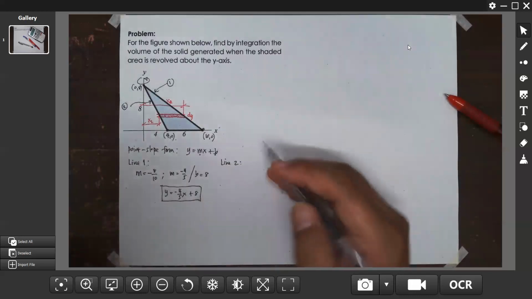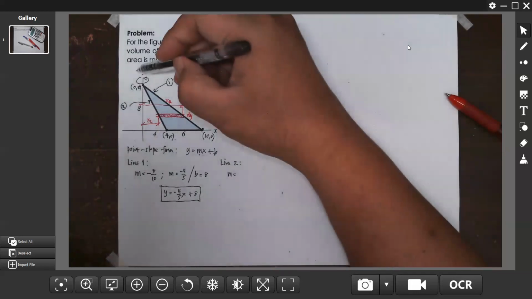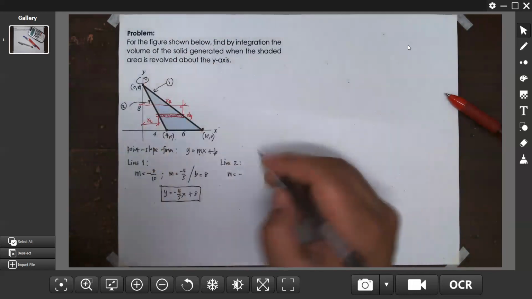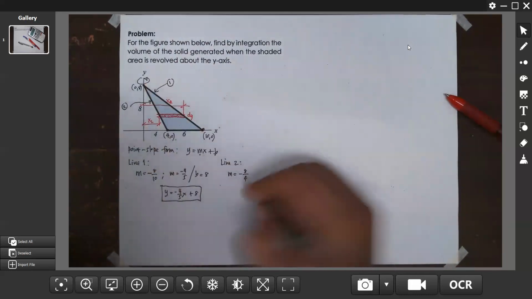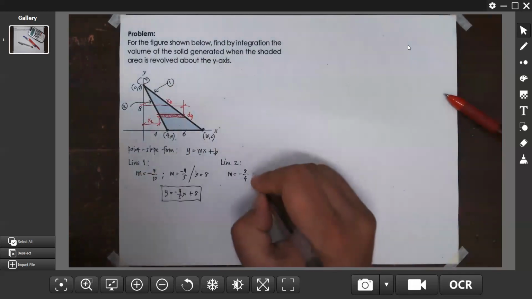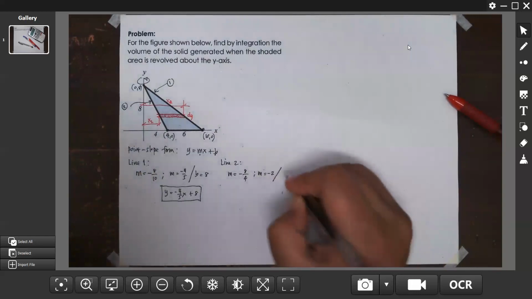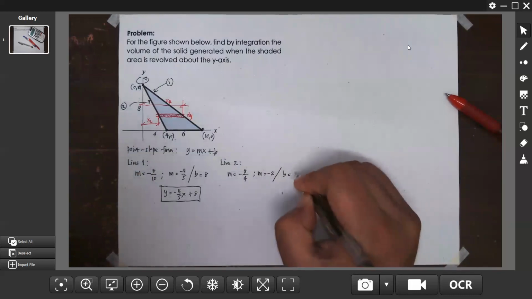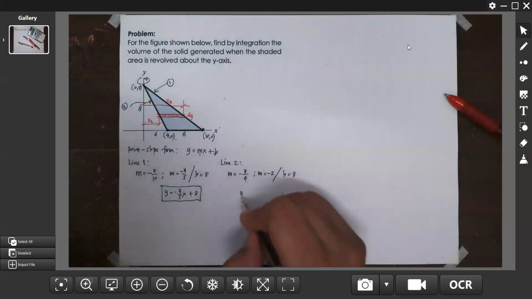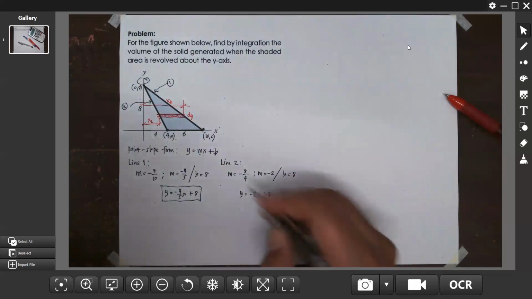For line number 2, the slope is, of course, negative. Rise over run, that's negative 8 over 4, because its run is 4. Or simply, m equals negative 2. The y-intercept is still equal to 8, b equals 8. So the equation is y equals negative 2x plus 8.